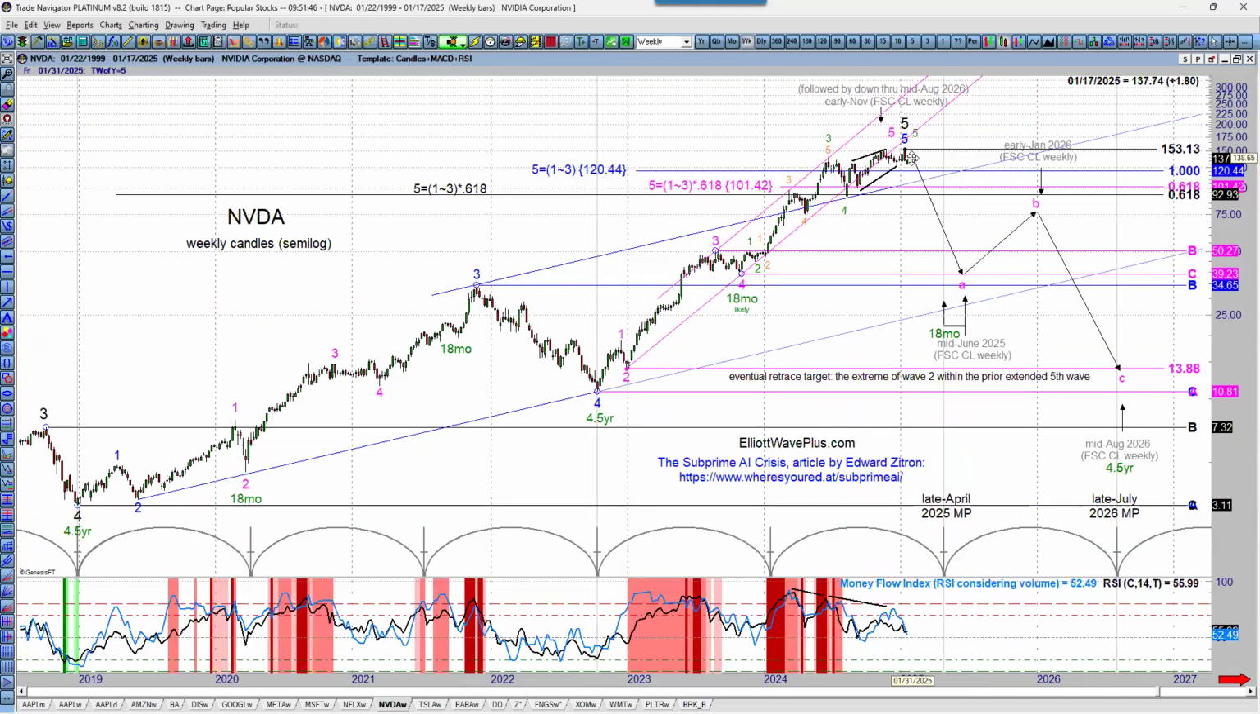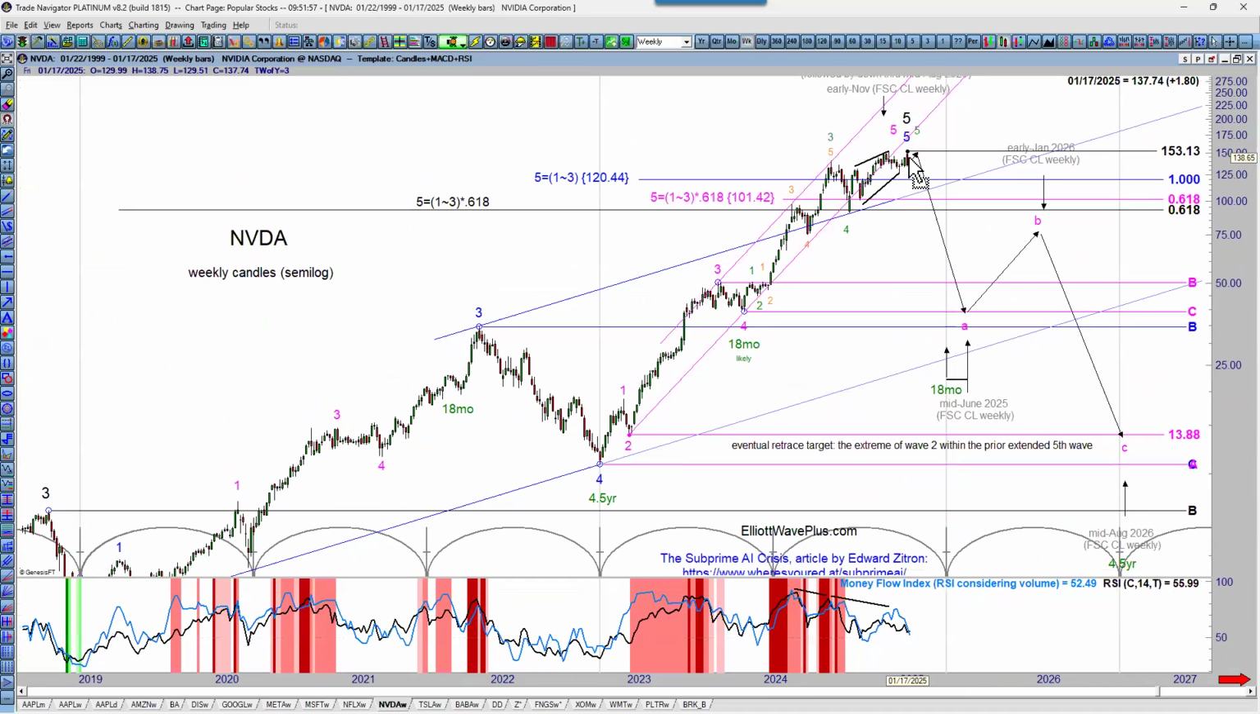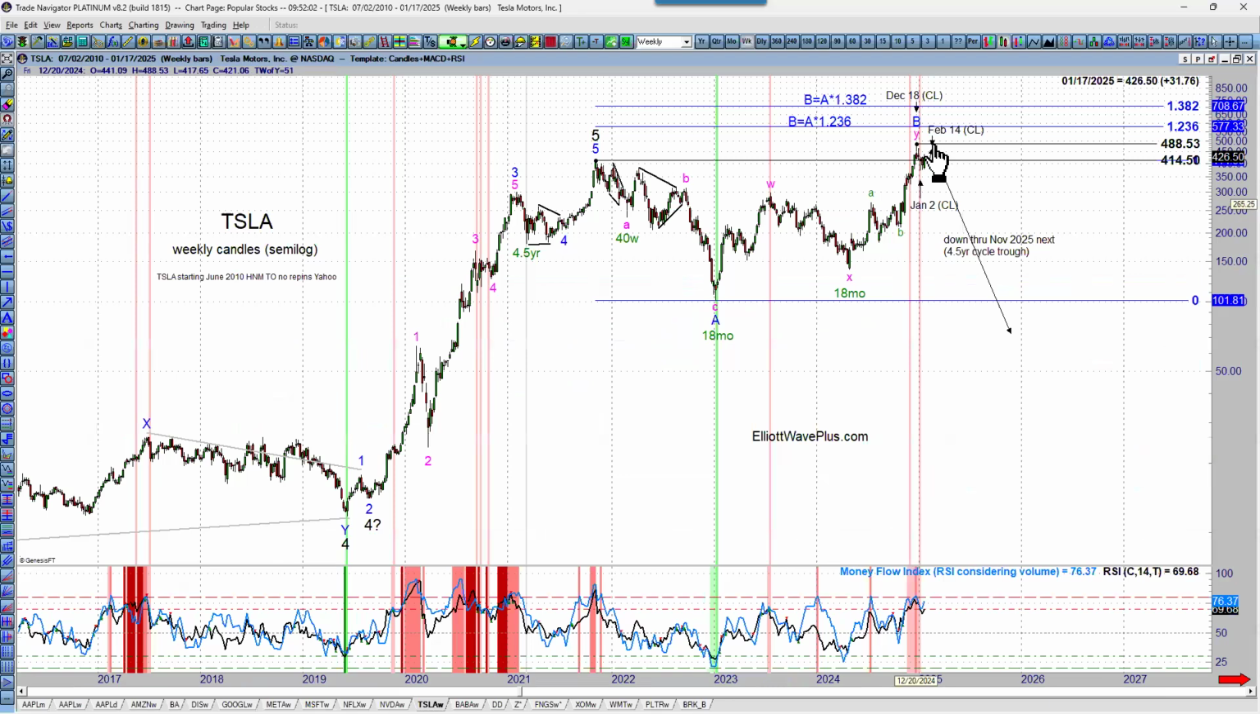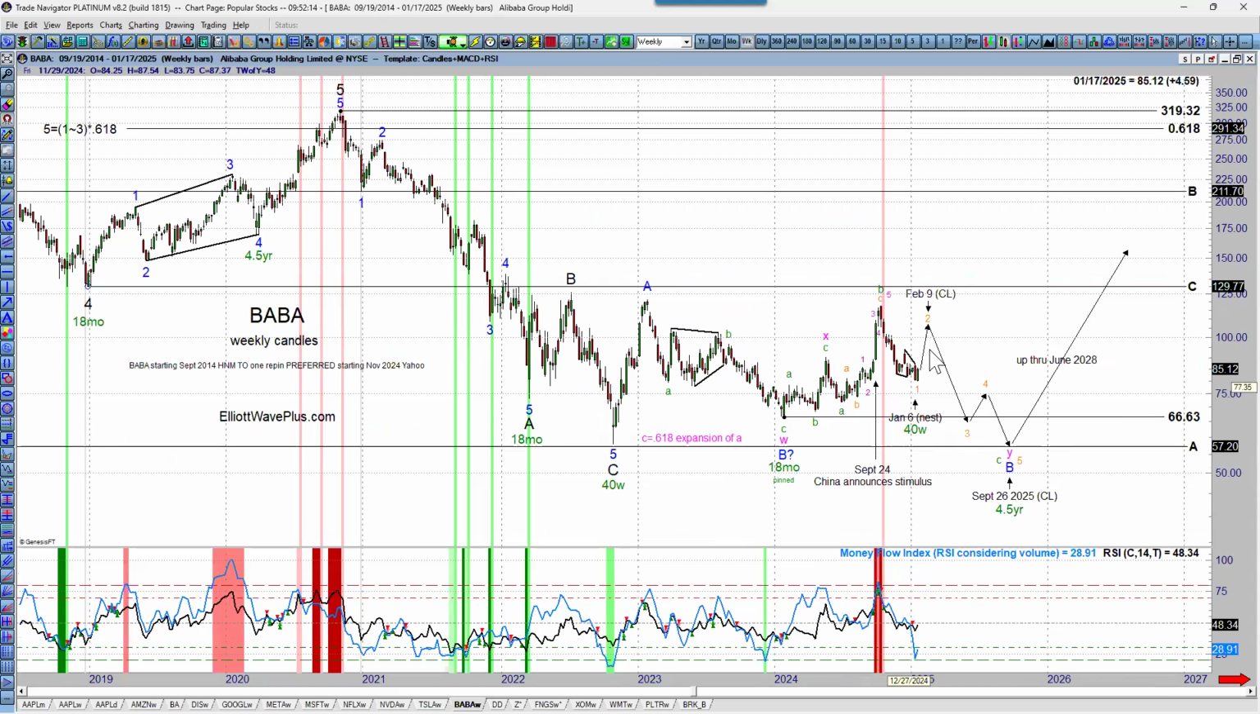NVIDIA, probably going to stay up until mid-February and flirt with new all-time highs by the time we get to mid-February. Tesla, going to rebound into mid-February. Going to flirt with new all-time highs by mid-February. Alibaba could get a punch to the upside here, possibly stimulus related. I've talked about this in recent weeks. No change there. Looking for a bounce into mid-February.